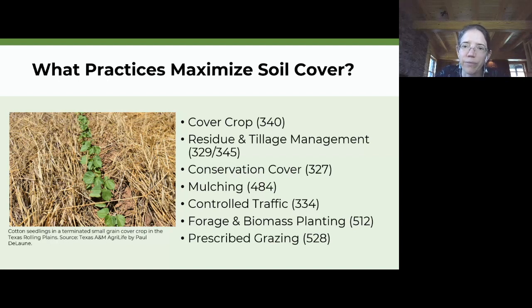Again, reducing tillage is a really big one for maintaining soil cover, because you're not tilling under all of that residue, so it can be there to protect the soil surface. Conservation cover, mulching, controlled traffic, forage and biomass planting, and prescribed grazing. So these practices all do their part to covering the soil. And so depending on your system, maybe a cover crop doesn't work for you, but you can apply a mulch, right? A lot of small vegetable farms, especially in climates where you really can grow cash crops year round, may not have the opportunity to cover crop, but they may have the opportunity to cover the rest of the soil with some kind of a mulch layer.